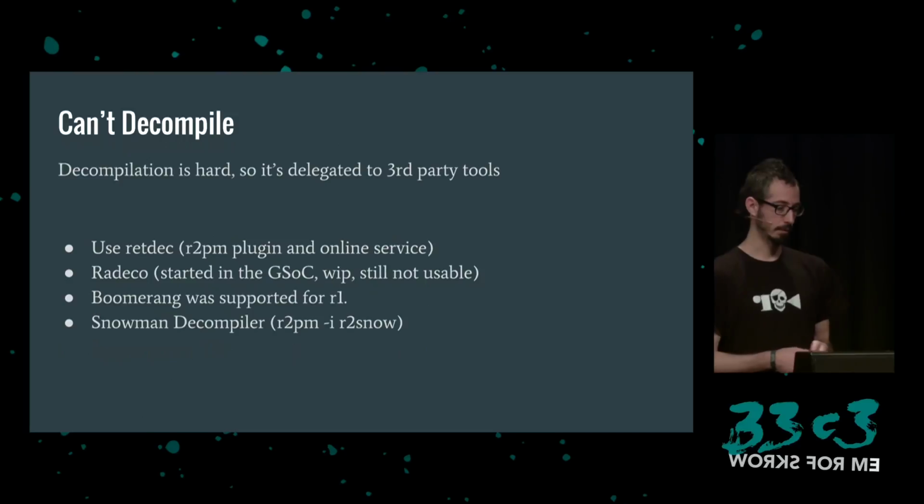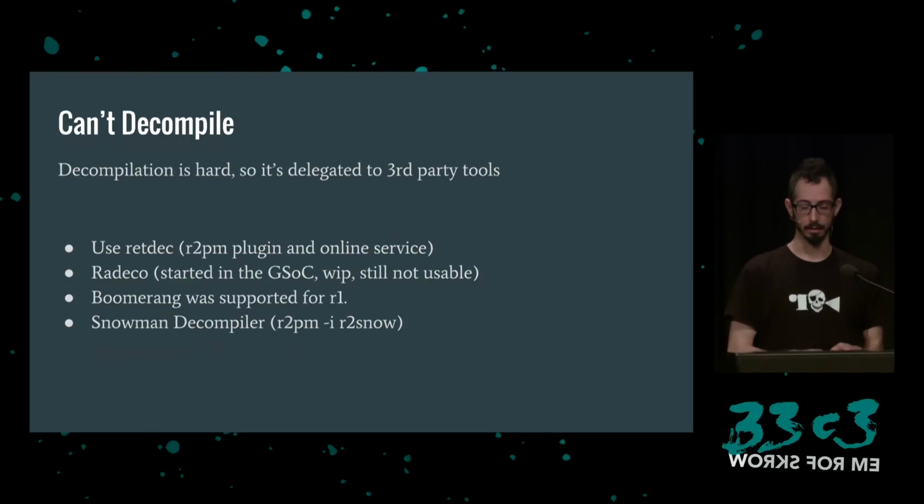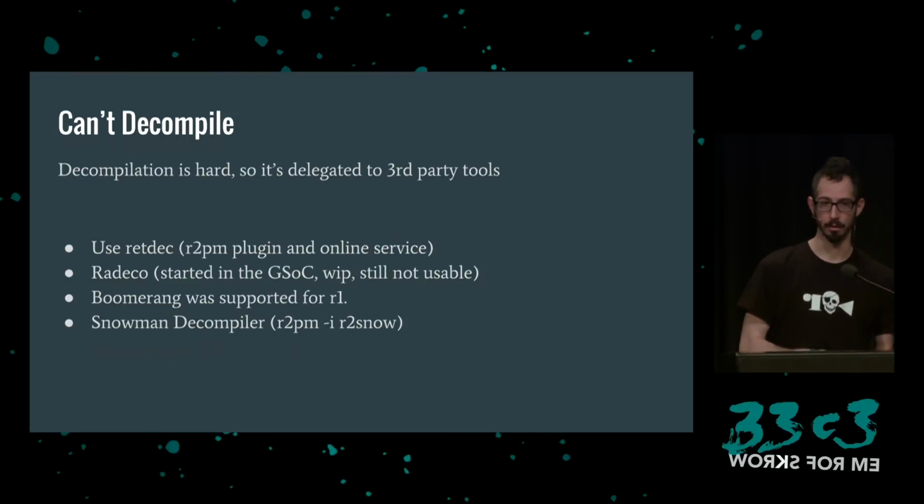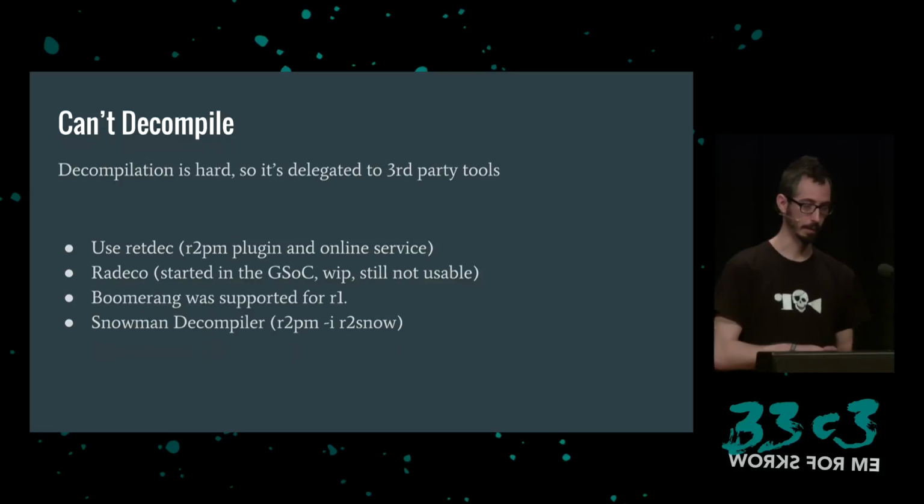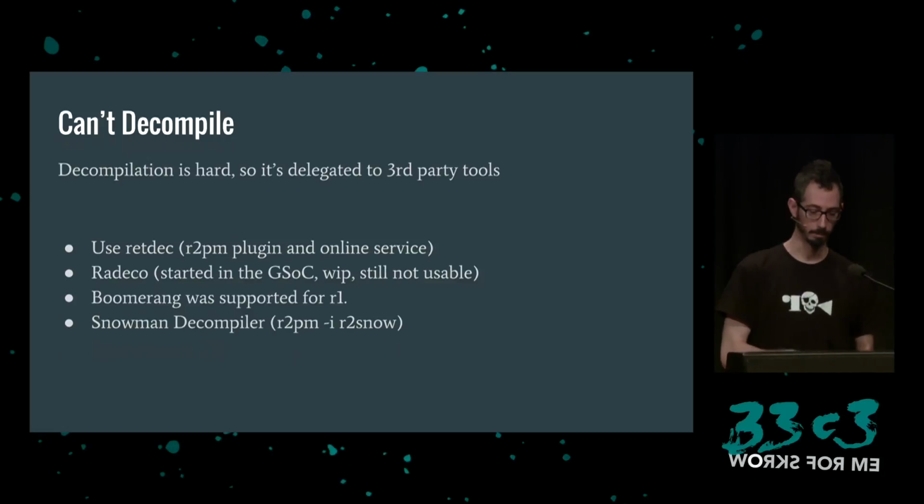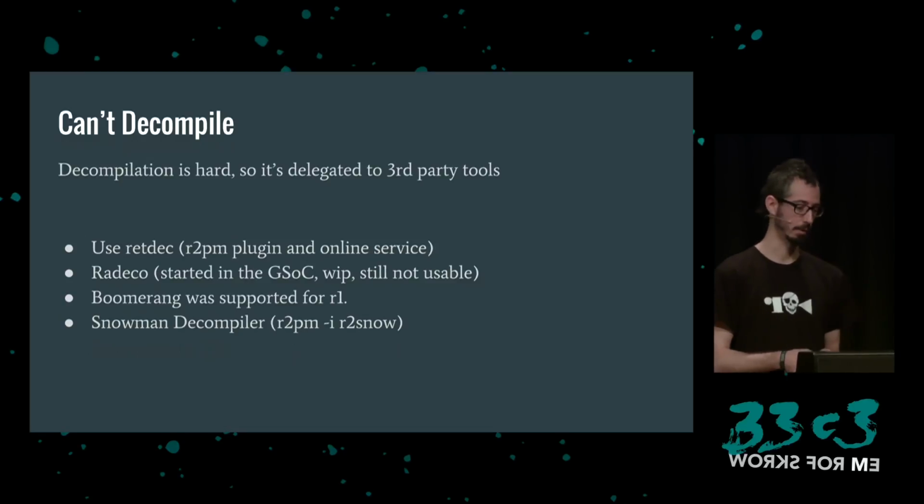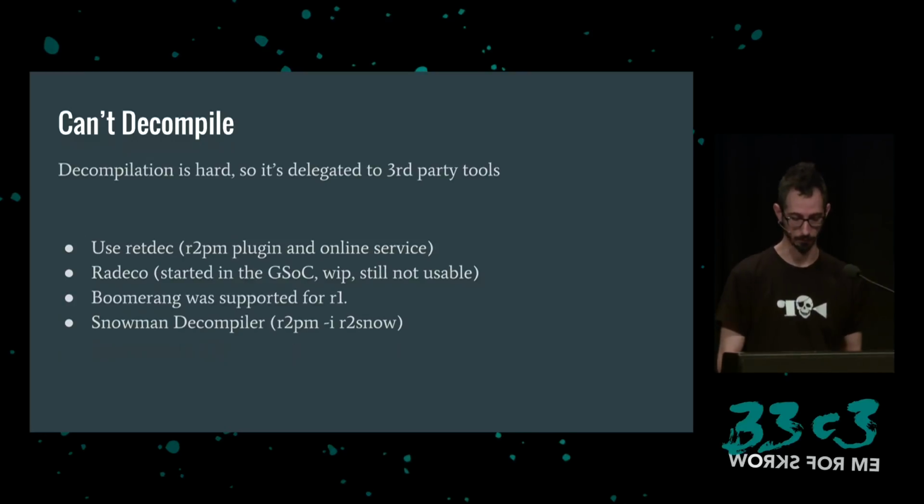There is also Boomerang, which was supported in Radare1. I think that Boomerang right now is not really maintained, so there is not much interest in supporting it in Radare2. But it will be pretty easy to port the scripts from Radare1 to Radare2. And last week, I ported Snowman, the decompiler. This is much more updated, and it supports ARM and x86 for 32 and 64 bits.